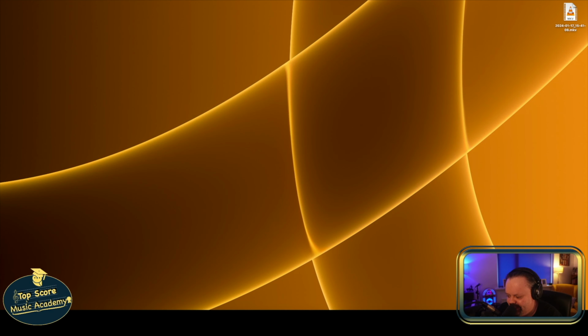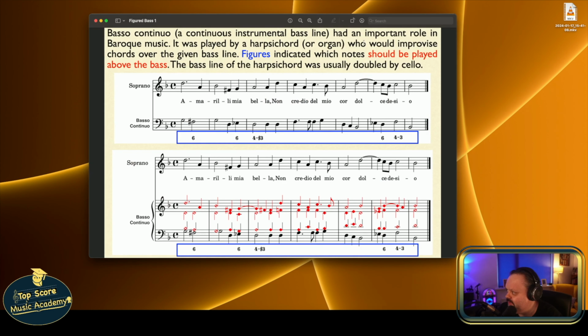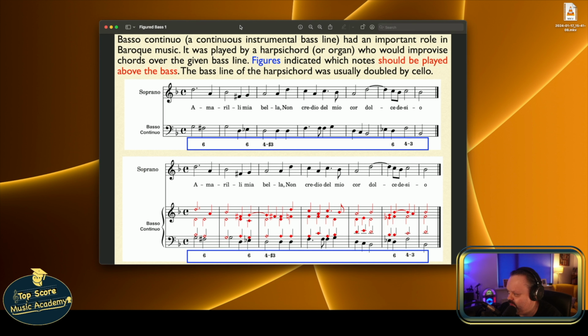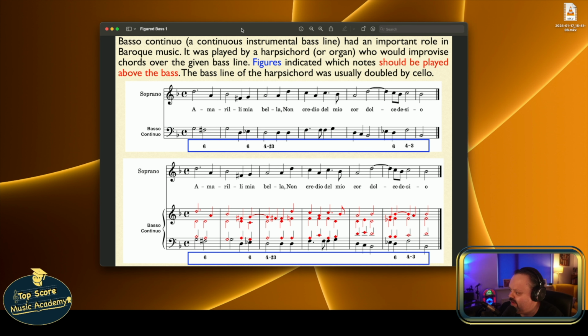So I suppose we should have a look to see what is figured bass and where does it come from. I'm just going to share my desktop again. So the first little handout I just want to go through is an example of figured bass. What does it look like and what was it used for?